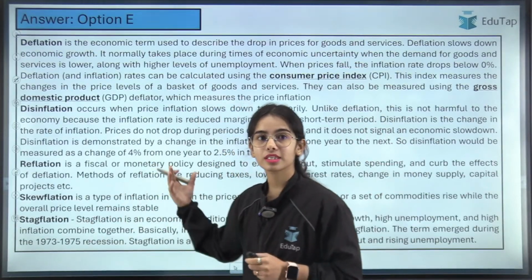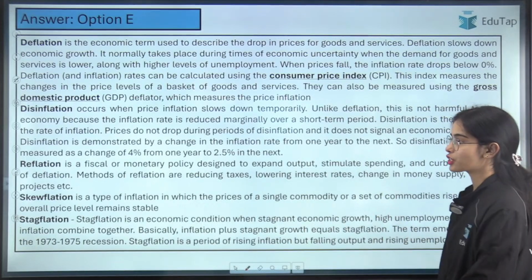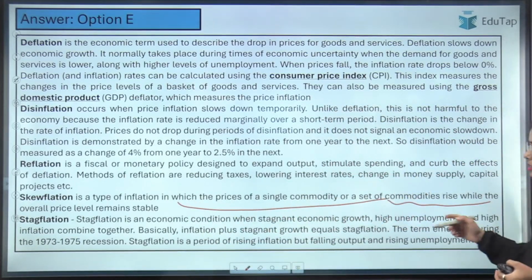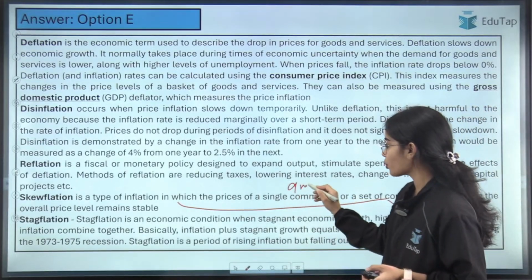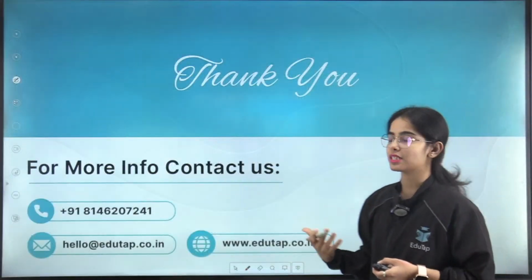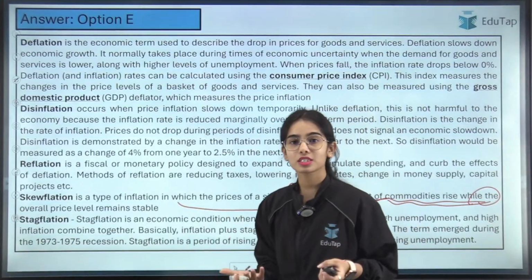Got it? So this is the definition that is provided to you. Skewflation is a type of inflation in which the prices of a single group of commodities or a set of commodities rise while the overall price level remains constant. So this is it for today.